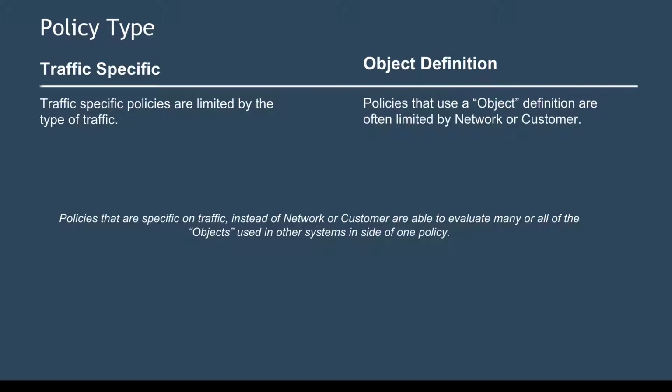Kentik utilizes policy definitions that evaluate traffic by type, unlike other systems which use a common notation, objects. Objects are often used in other systems to define networks or customers. Kentik offers a much more flexible policy definition which uses traffic type filters and can evaluate many or all of the objects used in other systems, often in a single policy.